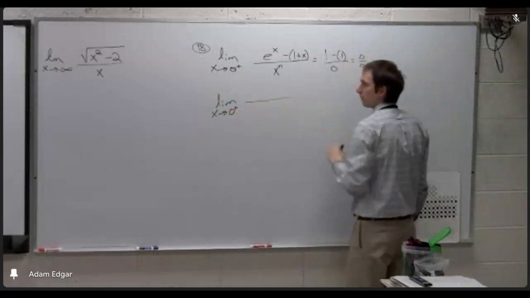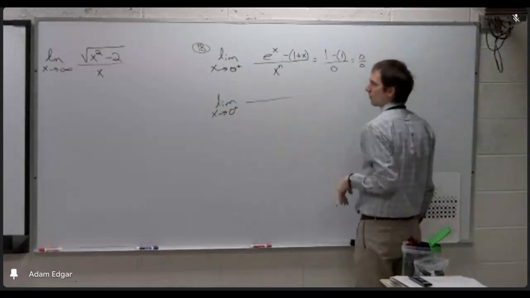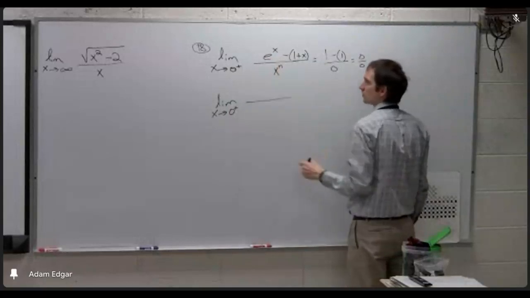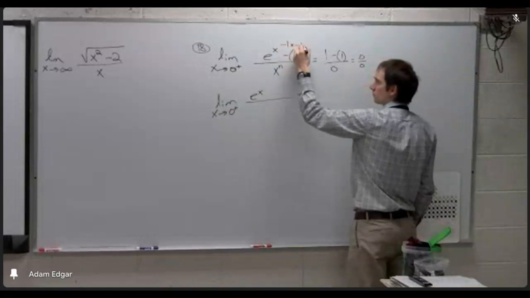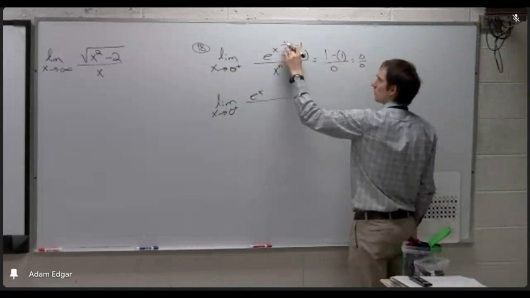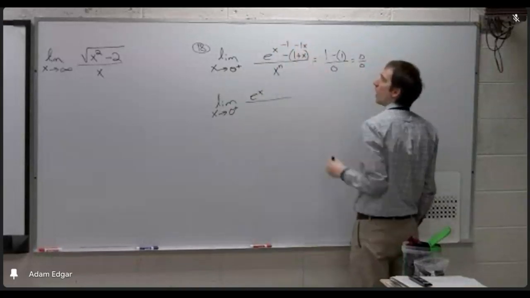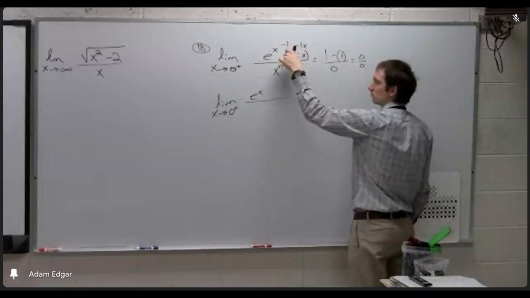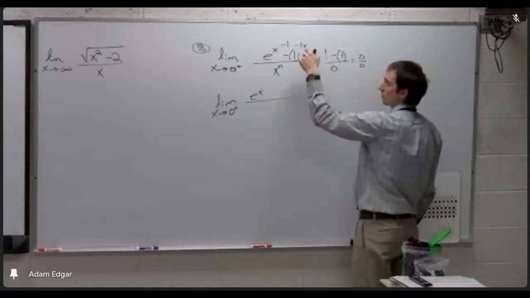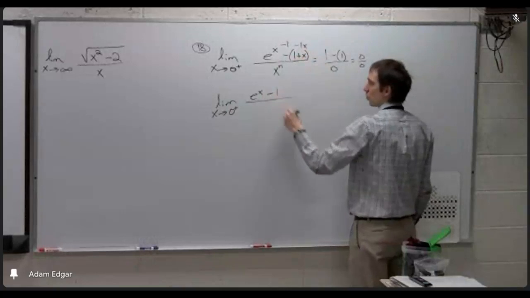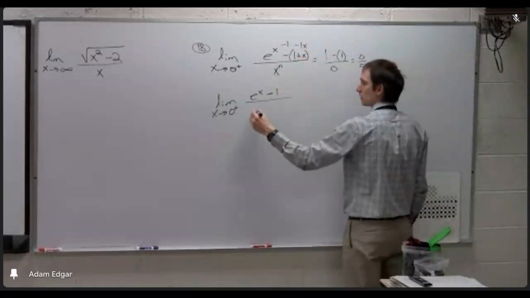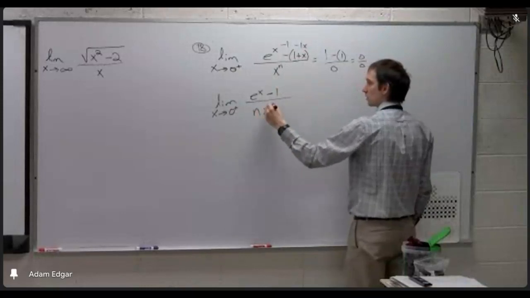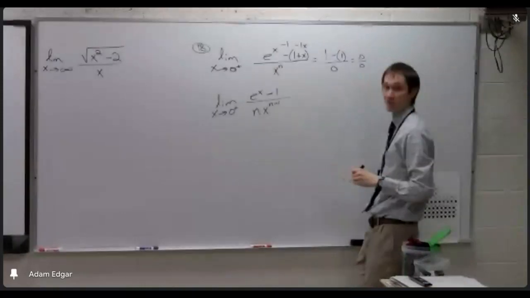and see what happens when we try again. So when we take the derivative of the top, what happens to e to the x? E to the x. What happens to the minus 1? 0. What happens to the minus 1x? Minus 1. What happens with the denominator? N times x to the n minus 1.